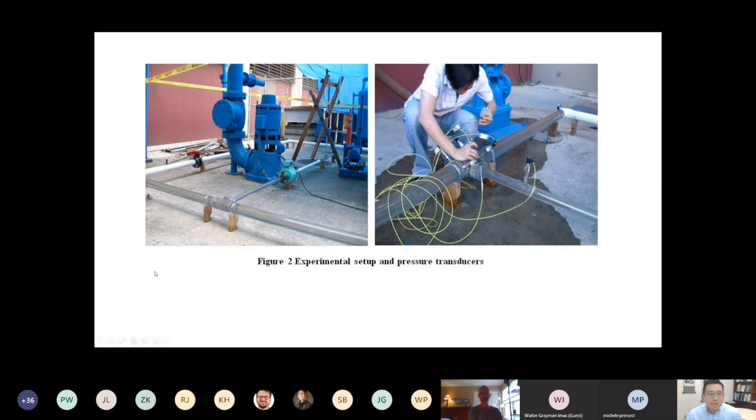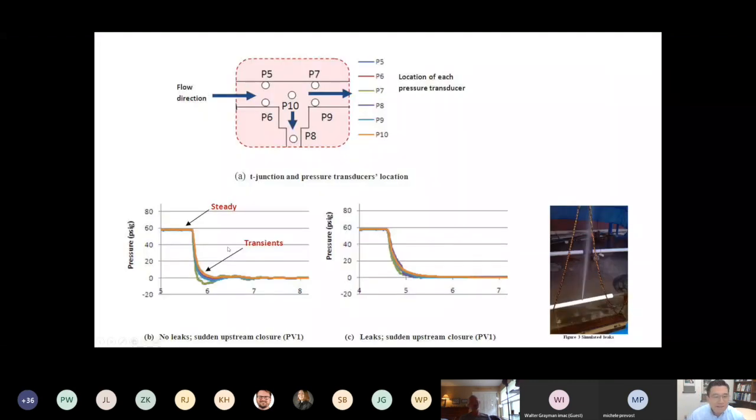We spent more than $10,000 purchasing and installing these simulated T-junctions. This part shows the water mains, and this branched part shows the simulated service lines. Then we installed various transducers at different locations because I suspected that location might play a role. Here's the result. P5, 6, 7, 8, 9, 10 show the locations of the pressure transducers that we installed at the T-junction.